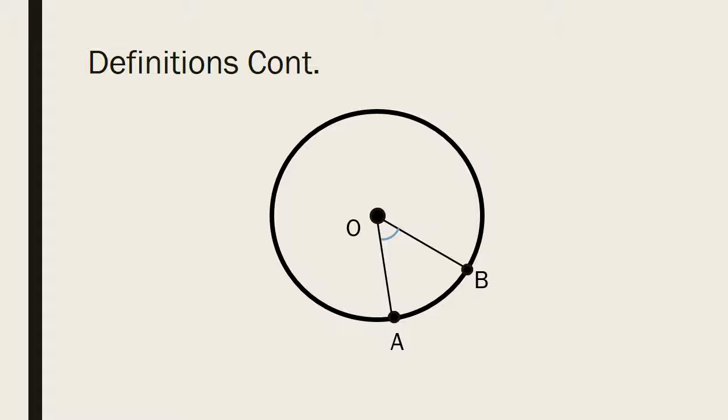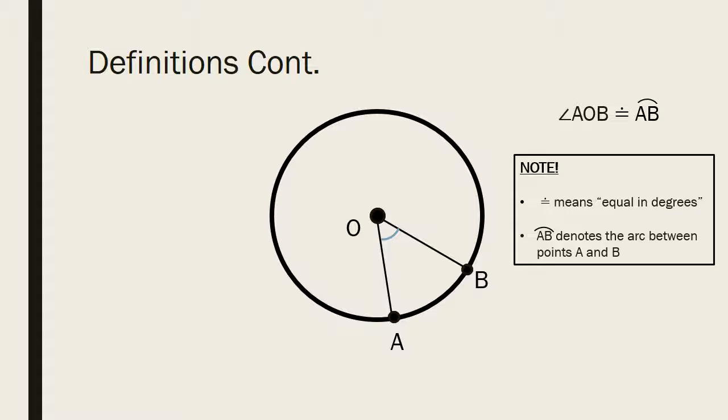And we can say that the measure of this angle, angle AOB, is equal in degrees to the arc AB. Now, what does that mean? Well, we can say that there are 360 degrees in a circle. That corresponds to the entire full arc length of the circle. So if we cut a little piece of that, we can say that that's got to be some portion of 360 degrees. So we measure this in arc length. And this is what we call subtended arcs.